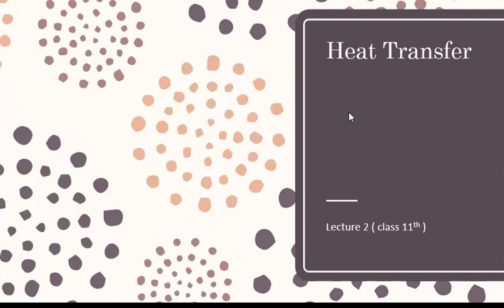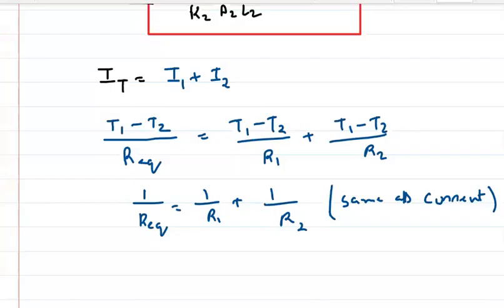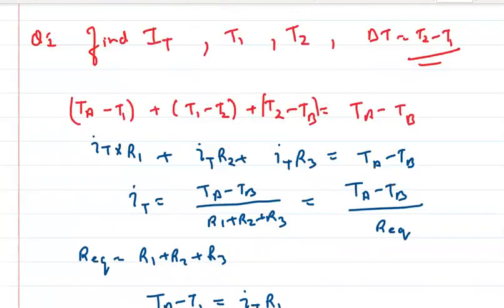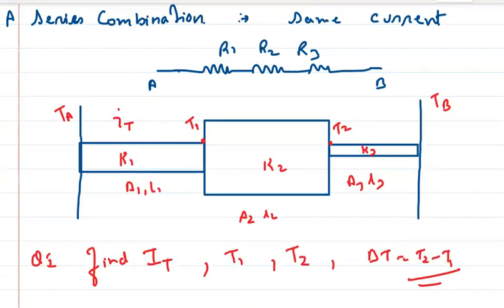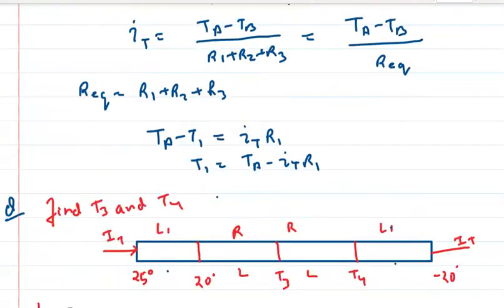I hope all of you remember the concept that we studied in the last class. We started a topic, heat transfer, and we talked about conduction. We talked about series combination of rods as well as parallel combination, and we studied how we can relate this with whatever we studied in class 10th, so we can use the concept of series or parallel. I have already shared the video of the class also.